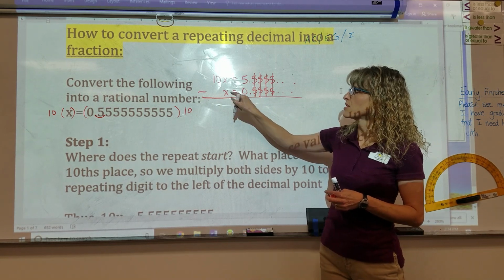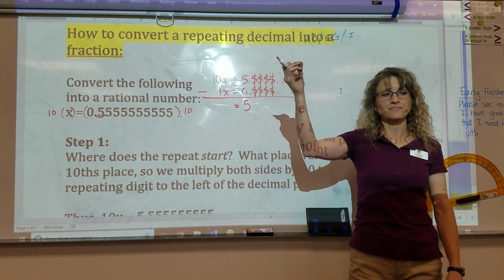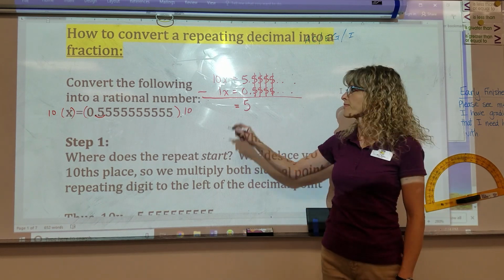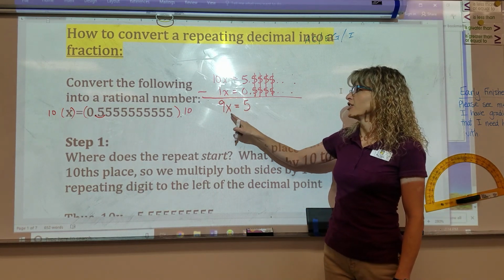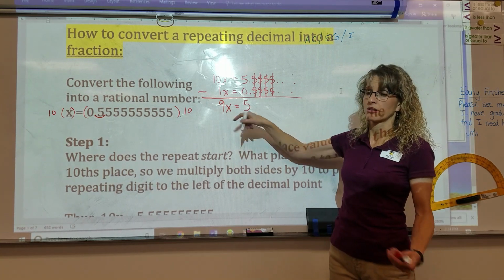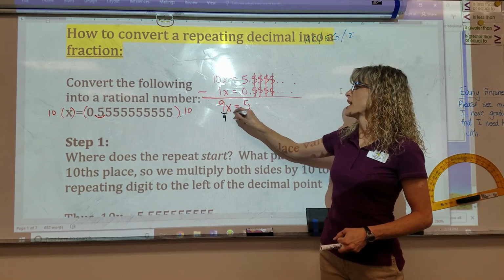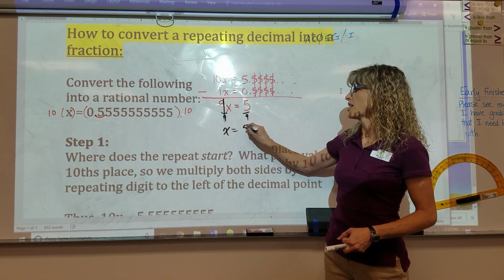Carry down my equals. 10x's minus 1x is how many x's? Think. Get ready? 9. 9x's. Look at that. 9 times some number equals 5. And that's the x I've been looking for. So to solve for x, we're going to divide by 9. Divide by 9, the 9's go away. x equals 5 over 9.